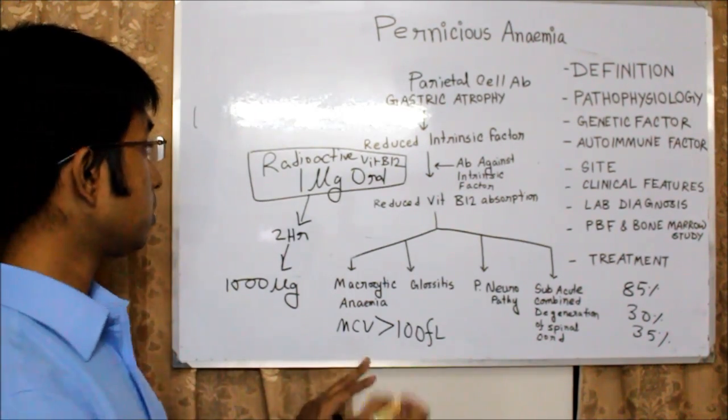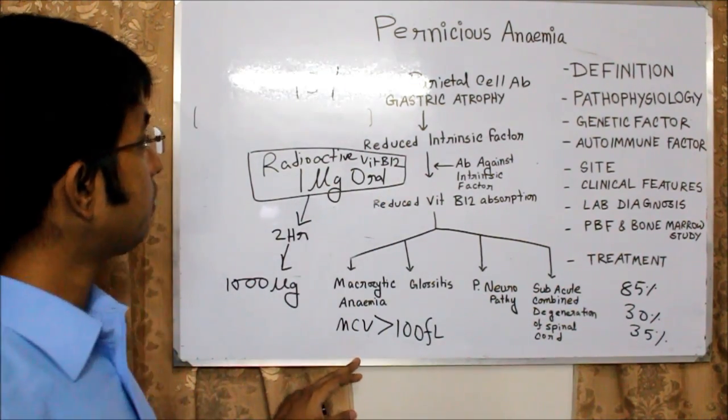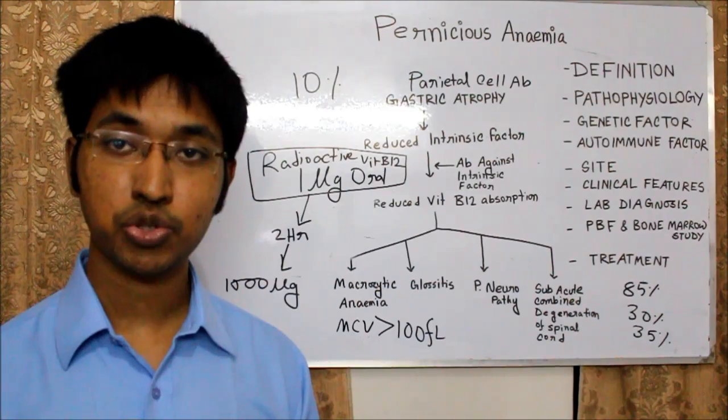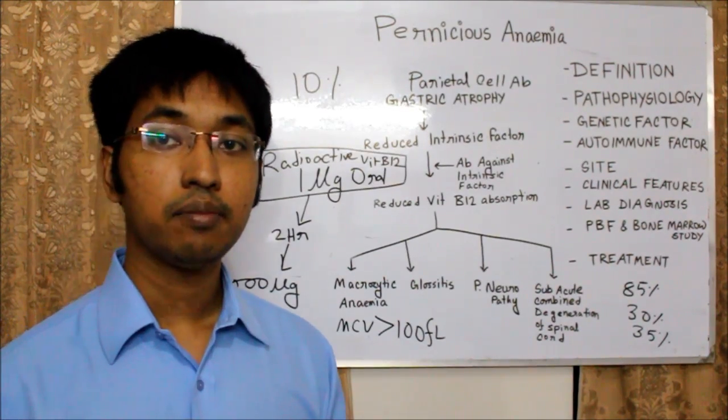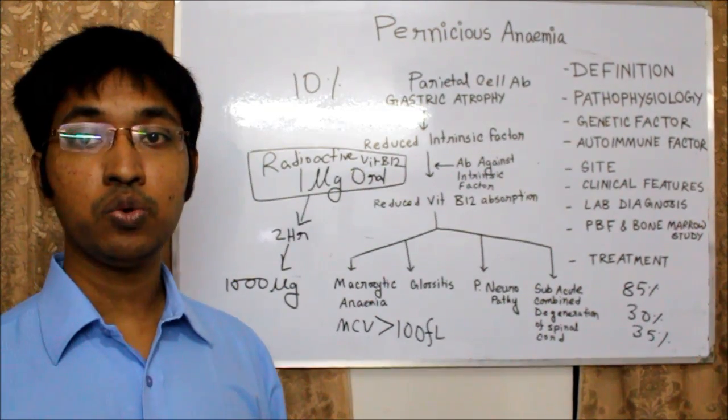Now, if the result is about 10% of the vitamin B12 given, that is normal. That patient has normal absorption of vitamin B12. But if the result is less than 10%, then what will we do?